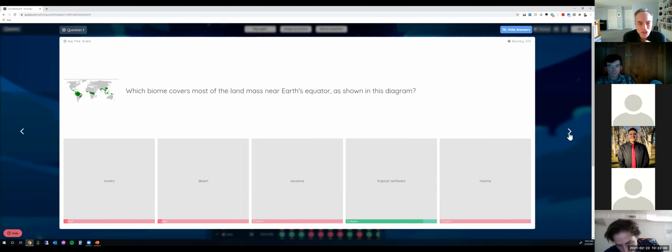Which biome covers most of the landmass near Earth's equator, as shown in this diagram? The options were tundra, desert, savanna, tropical rainforest, or marine. And the correct answer was tropical rainforest. Let's move on to the next one.